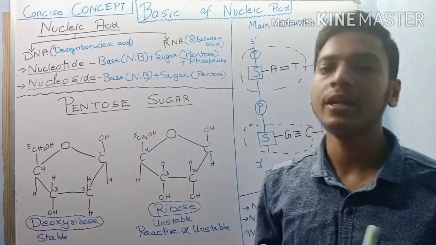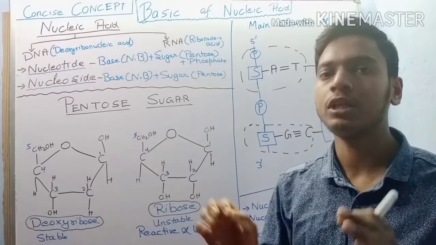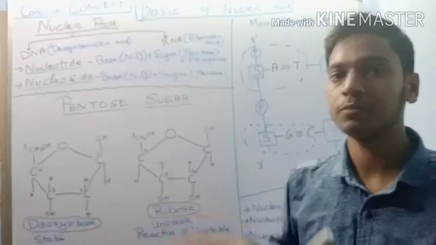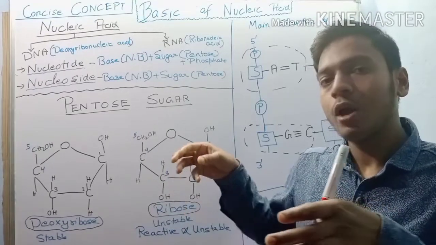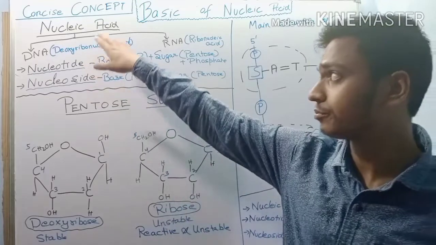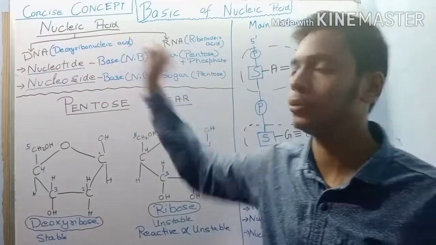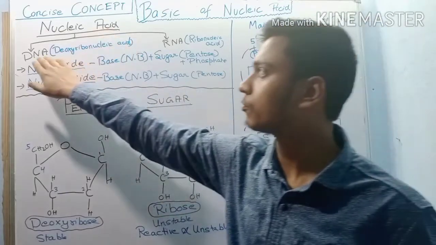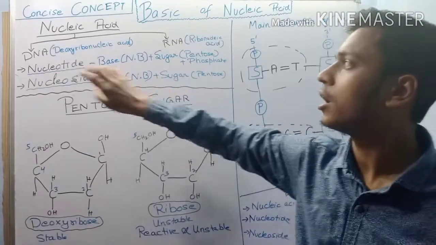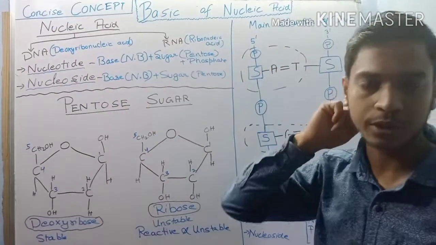Nucleic acid is a material present inside the nucleus of the living cell. It is basically a polymer of nucleotides. It is made up of different nucleotides, and one nucleotide acts as a monomer of nucleic acid. So nucleic acid is of two forms, that is DNA and RNA. DNA full form is deoxyribonucleic acid and RNA is ribonucleic acid.